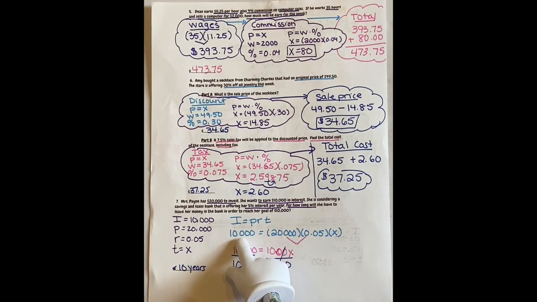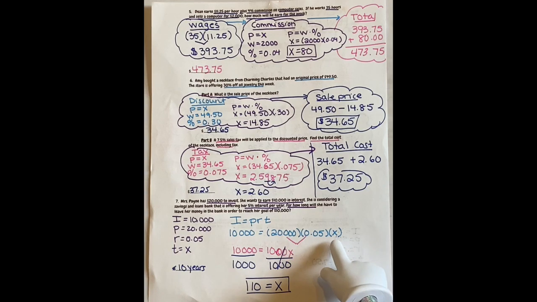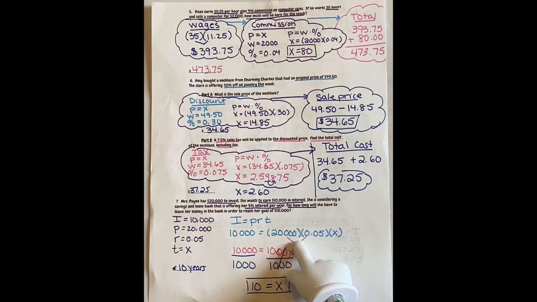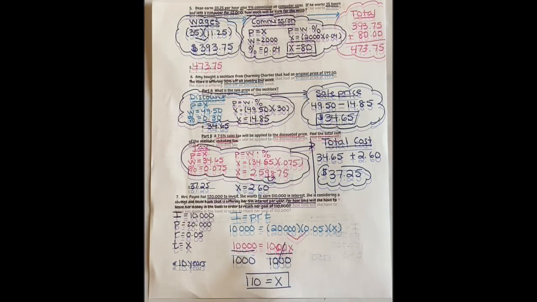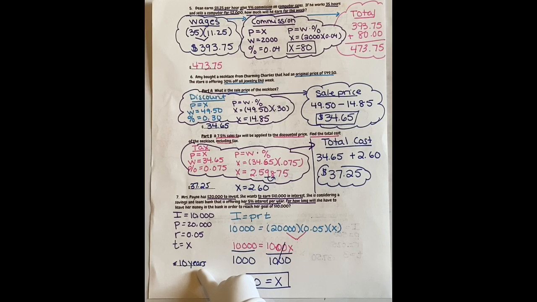So my interest is $10,000 equals principal is $20,000, rate is 0.05, and time is X because I don't know what it is. So first thing I have to do is multiply together 20,000 with 0.05, which will give me 1,000X equals 10,000. So now I have 1,000X. Since X is being multiplied by 1,000, I have to do the inverse and divide both sides by 1,000 to get X is equal to 10. So the amount of time would be 10 years.